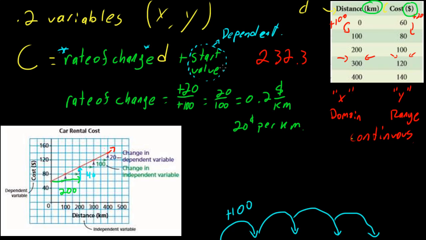and using things like the rate of change and our starting value, or our initial value, which, by the way, is when our independent variable is 0. So our starting value here would be 60. Like our equation for this one, if we wanted to write it all out, would be C is equal to 0.2D plus 60.